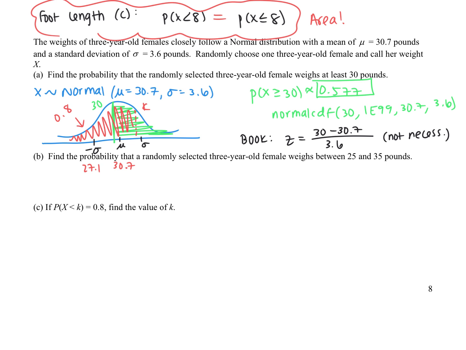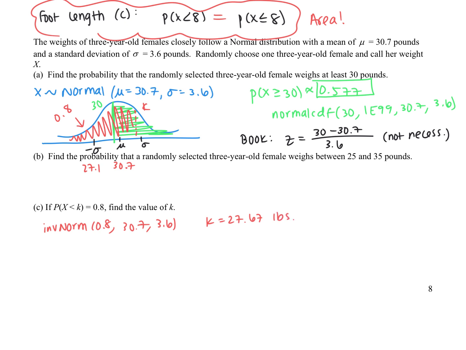How would we do this on the calculator? Inverse norm. So this one we're going to do inverse norm. Area is 0.8. The mean is 30.7. Standard deviation 3.6. Now, I will tell you, when I initially did this problem, I got an answer of 27.67 pounds.